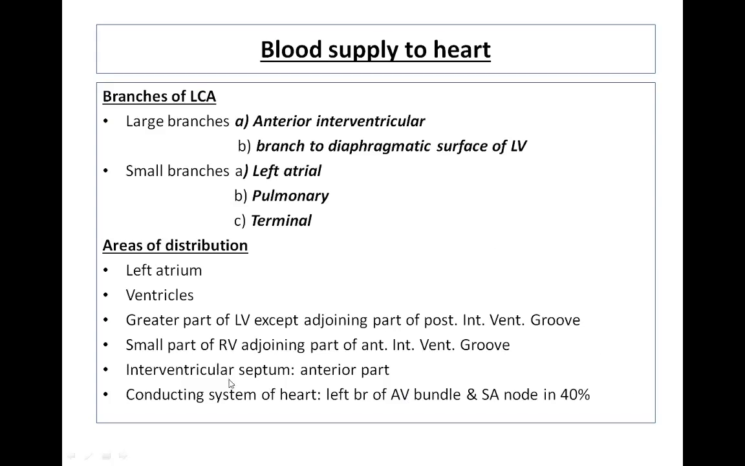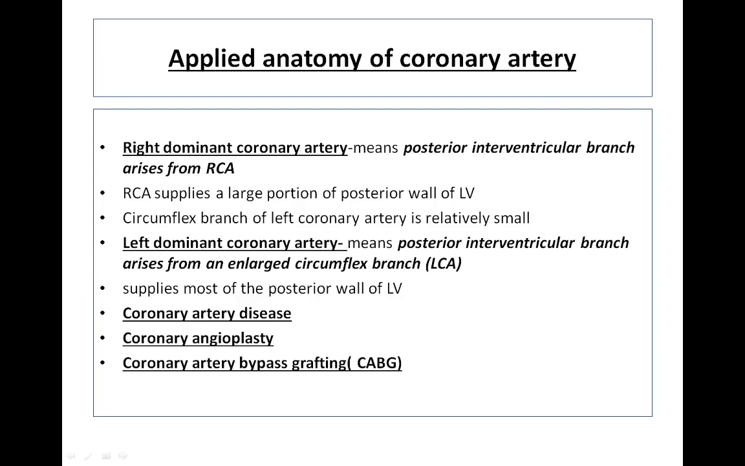Then the conducting system of the heart. The left branch of the AV bundle is supplied by the left coronary, and sometimes, in 40% of cases, the SA node is supplied by the left coronary, but in 60% of cases it is by the right coronary artery. Then the applied part of the coronary artery. Right dominant coronary artery: what is dominance here? I have already said. Right dominant means that if the posterior interventricular branch arises from the right coronary artery, then we call it right dominant.